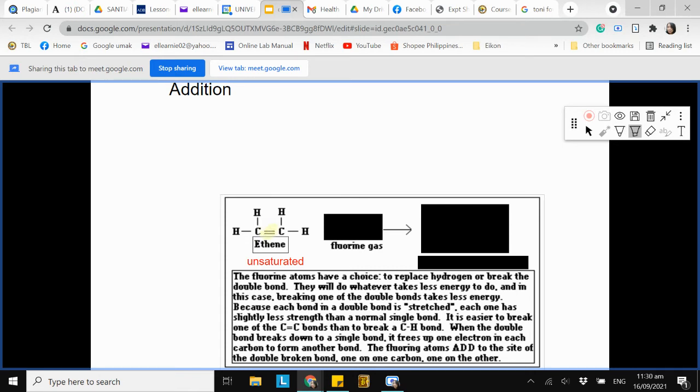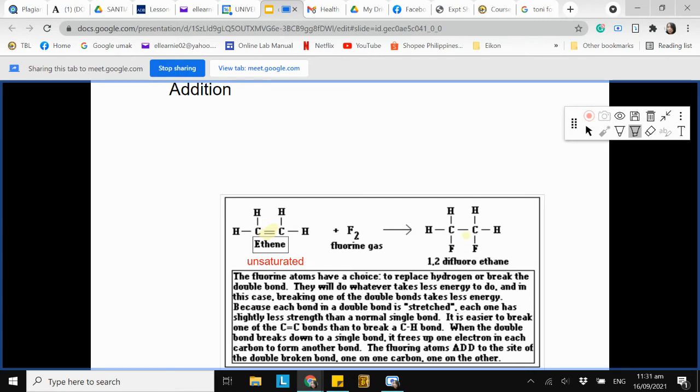Now, with fluorine gas, also still a halogen, but this time the halogen will be working on the bonds on the carbon. Okay, so mag-work sila ngayon doon sa carbon and it will cause it to break, forming now fluorine inside ethane. Okay, so the name will become 1,2-difluoroethane. Okay, so that's how it's gonna be happening there.